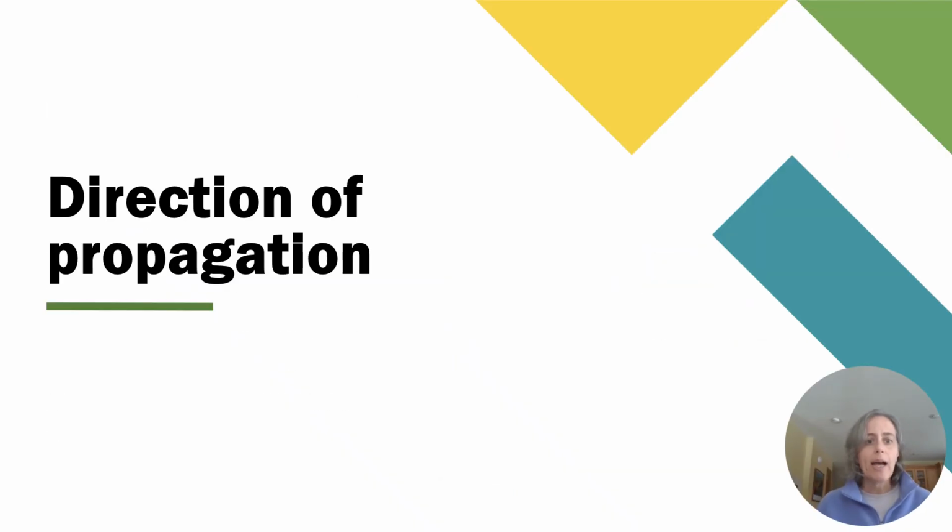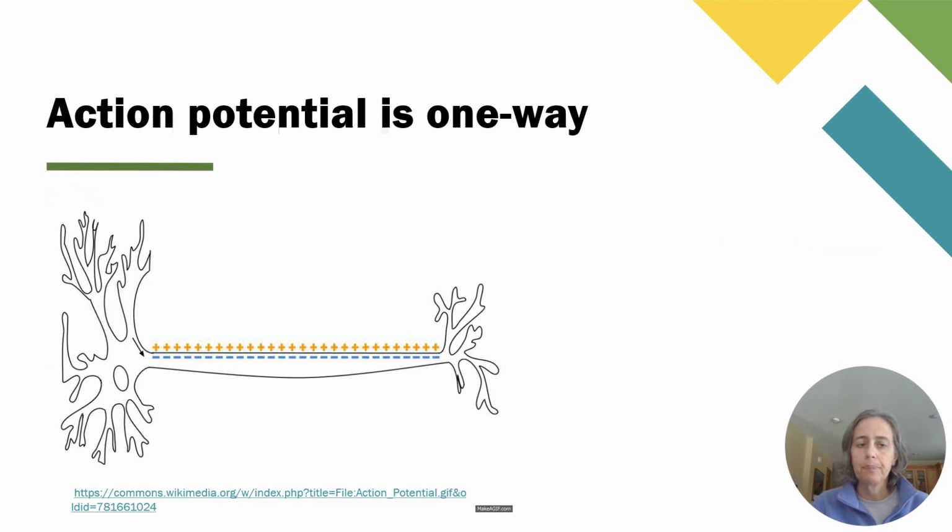Okay, so we haven't killed our patient by rapidly giving them potassium. So let's talk about why the action potential only goes in one direction. It only goes from the axon hillock down to the axon terminal. So this GIF is just showing you how it is one way.